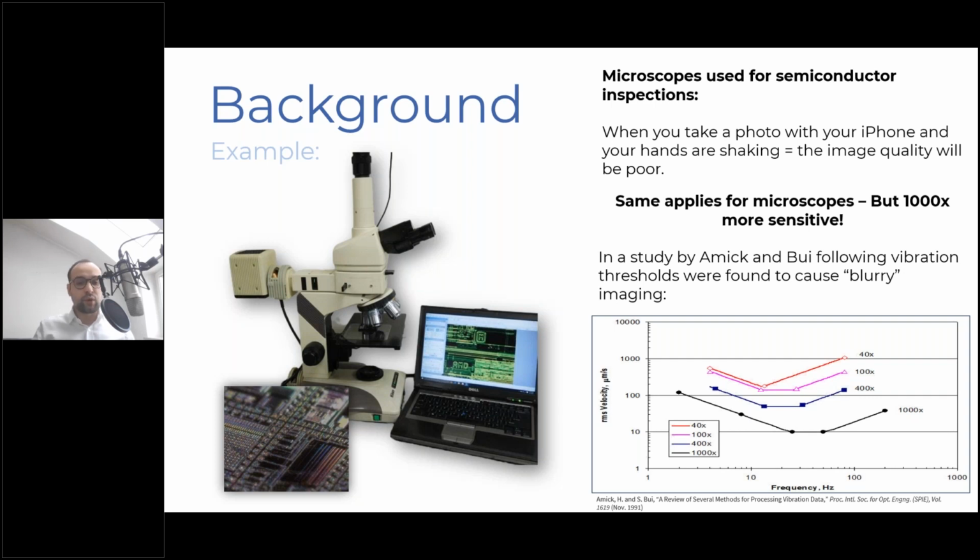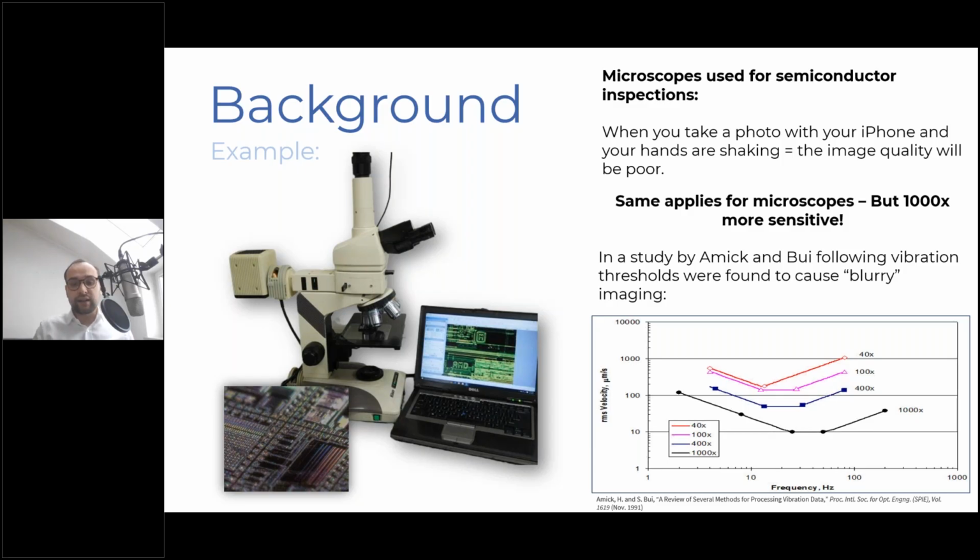In this slide, I'm showing you the study of Amick and Bu, who are two engineers or researchers that worked very closely in methodology to what Colin Gordon did. They looked at microscopes for semiconductor inspections that had enhancement up to 1,000. So now imagine you're holding your phone, you want to take a picture of something, but it's cold outside. Your hands are shaking, and thus the picture becomes blurry. You can't really see what you took a picture of. Now imagine that same scenario, but times 1,000.